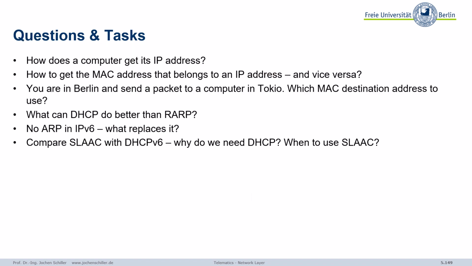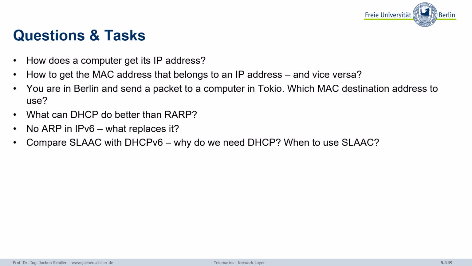Okay, so going back to this: how do we get our addresses? That was the key point. So how does a computer get the IP address if you just switch it on? How do we get the MAC address that belongs to an IP address and vice versa? What are the different versions here? IP version 4, IP version 6.